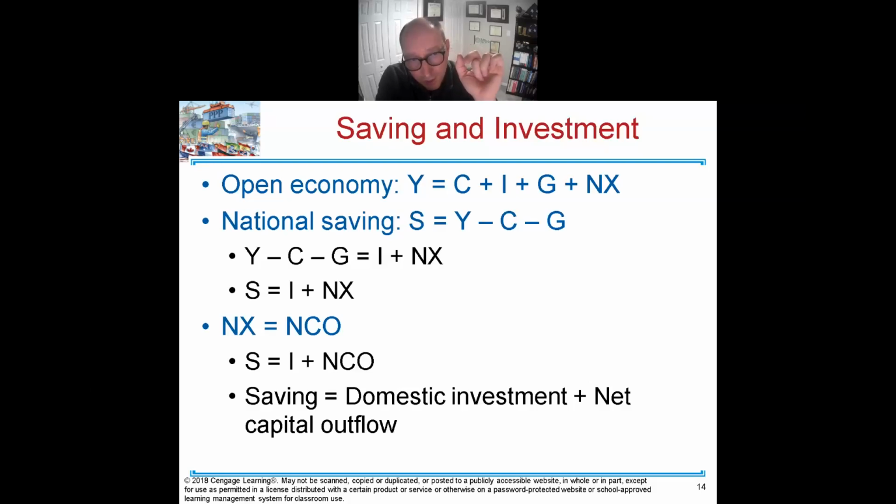The national savings formula is savings equals gross domestic product minus consumer spending minus government spending. The formula could also be rewritten as gross domestic product minus consumer spending minus government spending equals investments plus net exports. Or it could be rewritten as savings equals investments plus net exports. Just a couple ways to rewrite the formula.